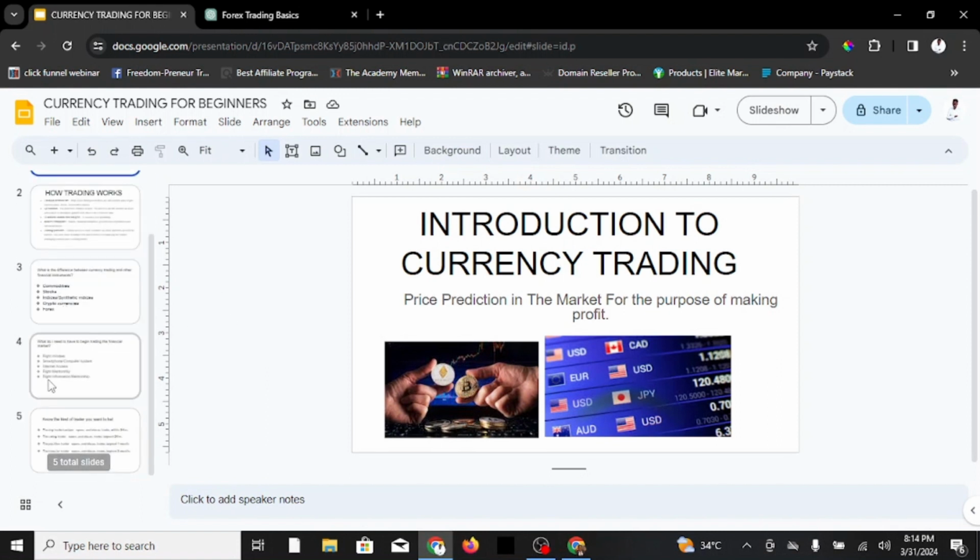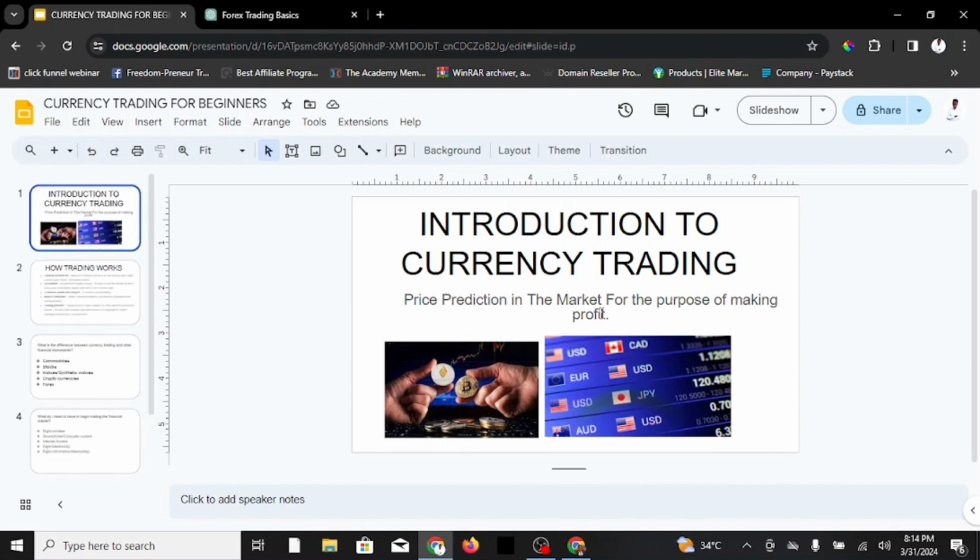So for this tutorial, I made about 5 slides for you, and then I'll try my best to explain what currency trading is all about using these 5 slides. So, introduction to currency trading. What is currency trading? Trading is price prediction in the market for the purpose of making profit. So you're coming in to predict prices of assets in the market for the purpose of making money.